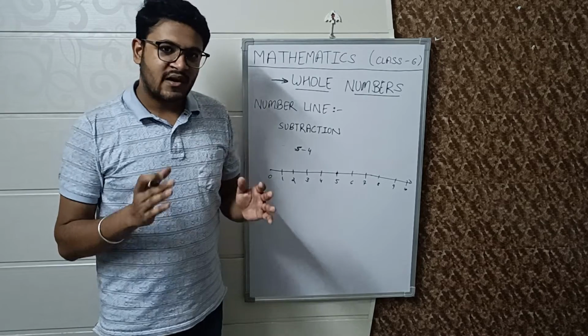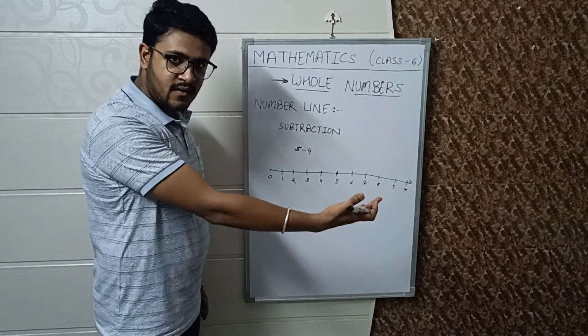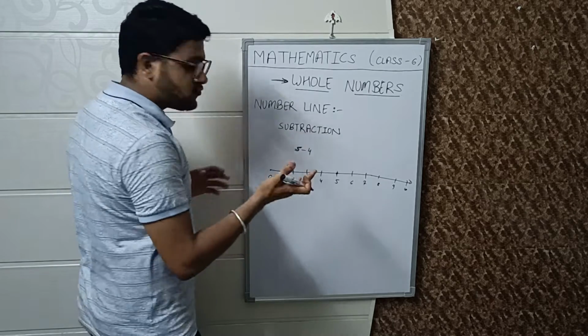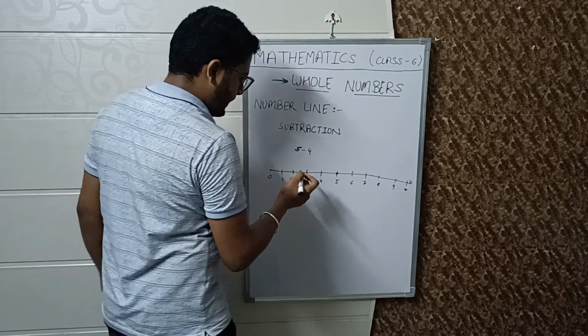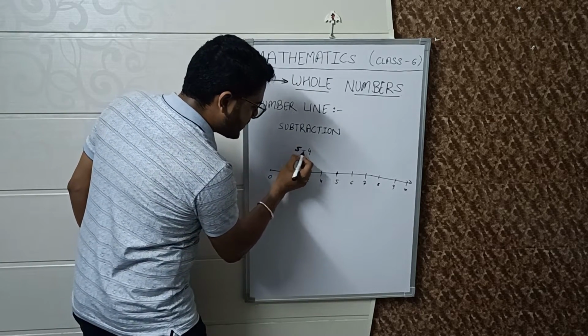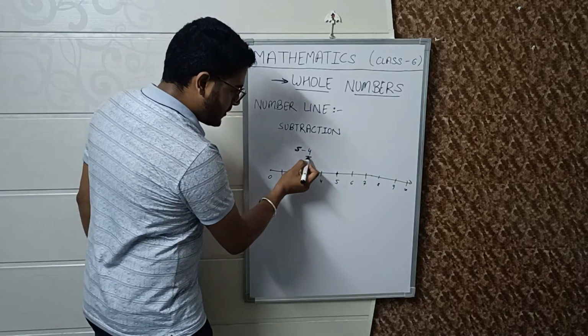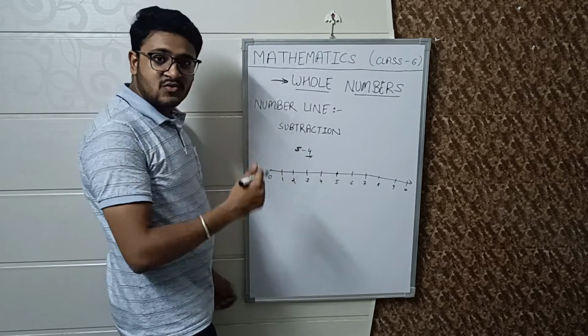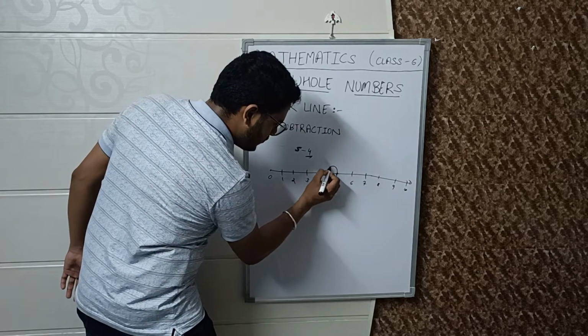In addition, what we did is we did jumps at right side, right? But for subtraction, what we will do is we will do jumps but in left side, right? 5 minus 4, which means we have to make 4 jumps, but as we are doing subtraction, so we will do the jumps in left side. From 5, let's do 4 jumps.